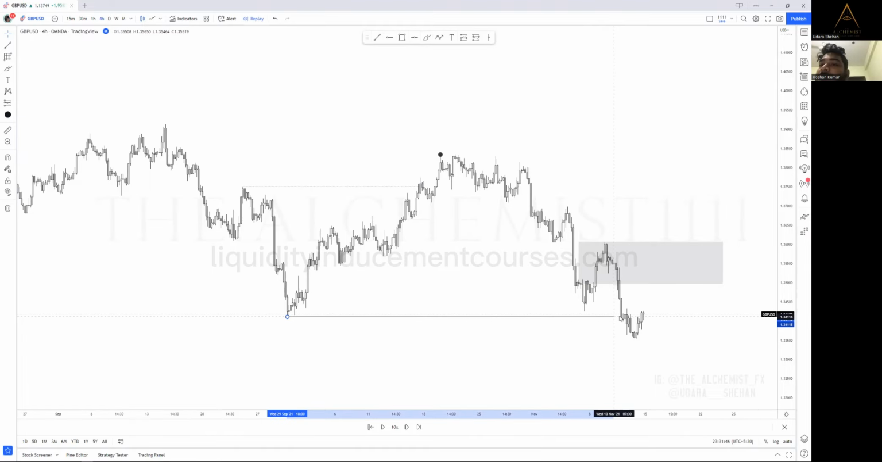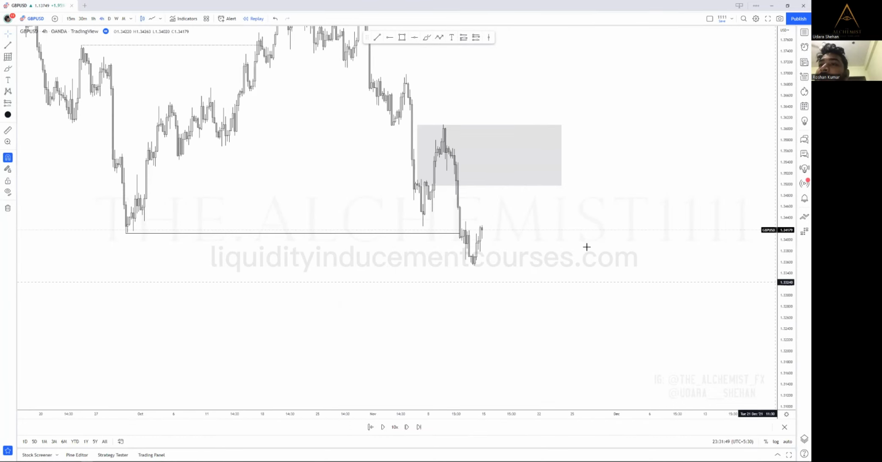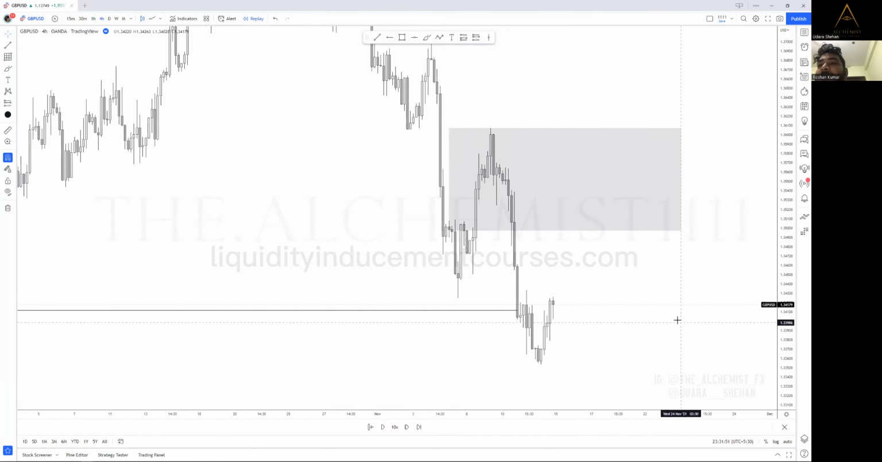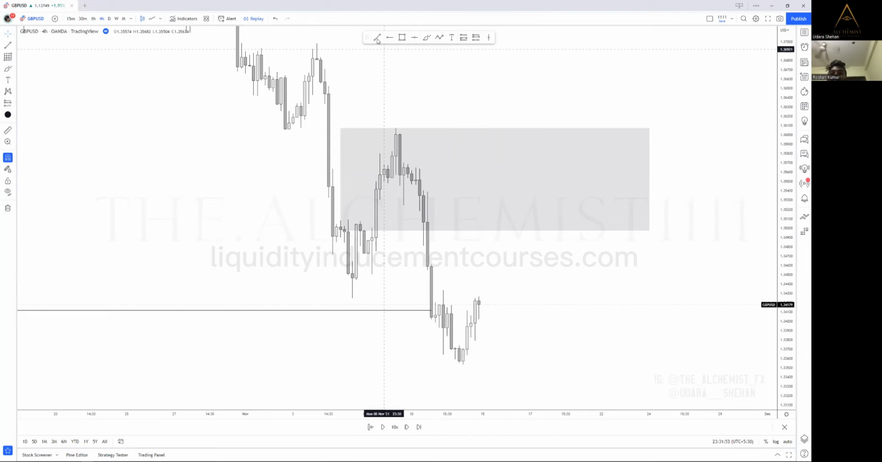Okay, I need it to be neat and tidy. So there we go. On the 4 hour time frame, we do have a range. What is that? This is a strong high, right? Liquidity taken, minor structure broken, as well as major structure broken in here. So there we go, high of the range.